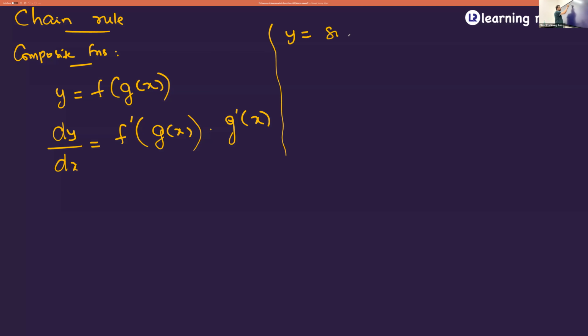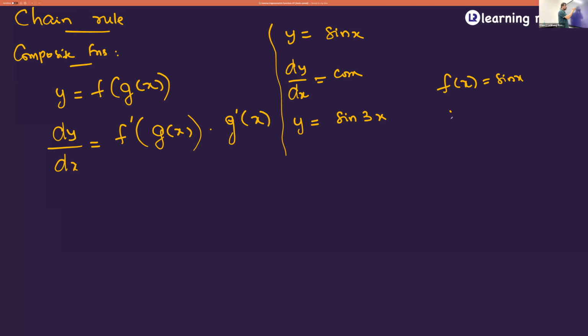Suppose I have y is equal to sin x. Then what is dy by dx? Everybody knows the derivative of sin x is cos x. But if I manipulate the question as y is equal to sin 3x, this is a composite function. Here you have one function f of x is equal to sin x, and another function g of x is equal to 3x. So f of g of x is sin 3x.